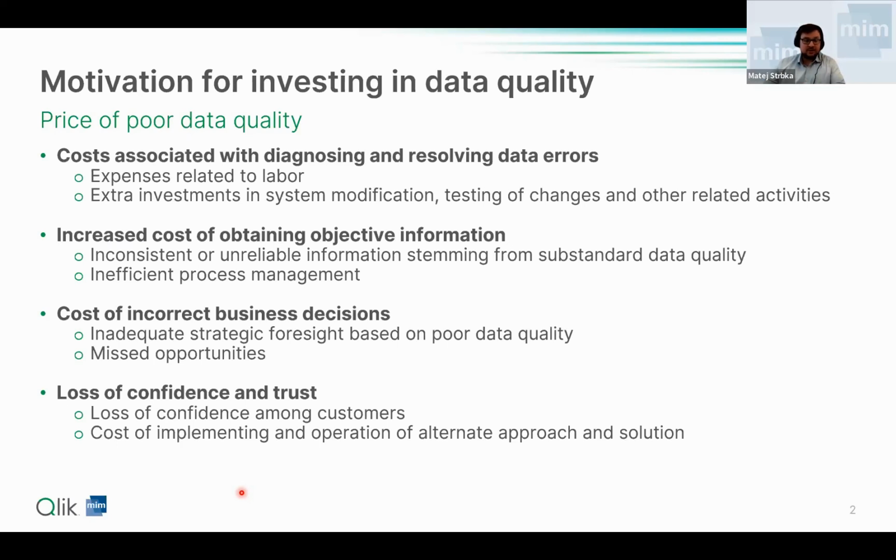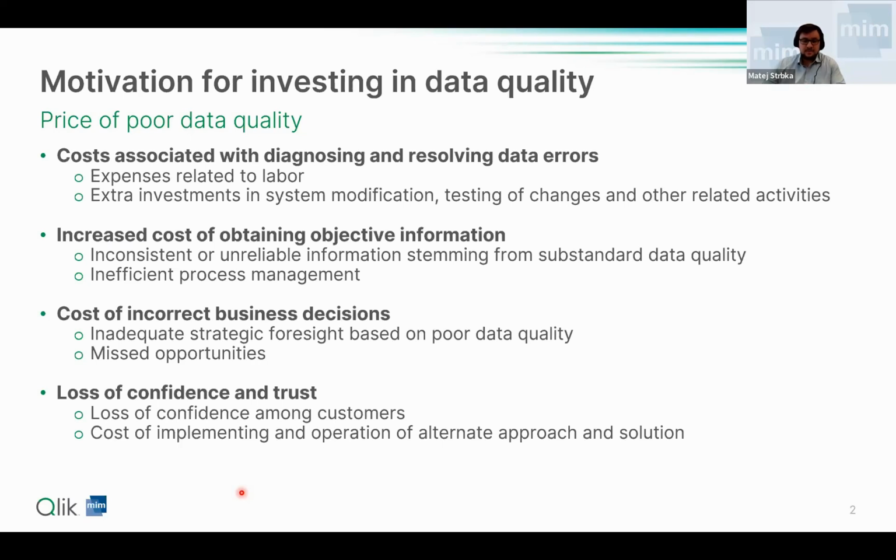First pillar is the cost associated with diagnostics and resolving data errors. Once we have poor data quality, or our organization doesn't have the required data quality, it might be very expensive to try to fix it, whether it is cost related to labor for the human interaction with it, or it is an extra investment in the system modification, some workarounds, and testing all these changes related to activities which were caused by the poor data quality or some data errors.